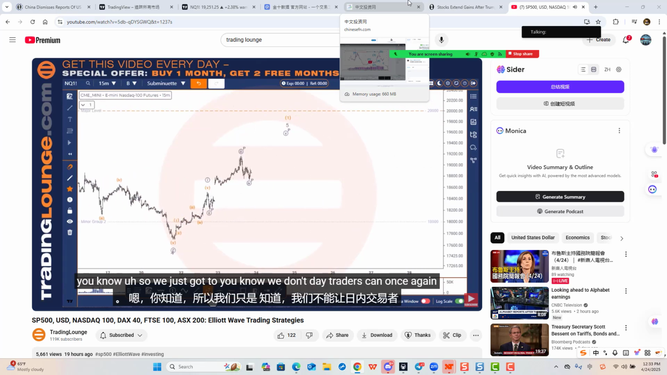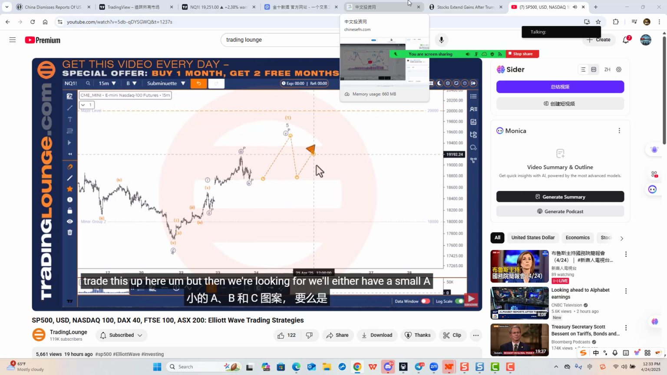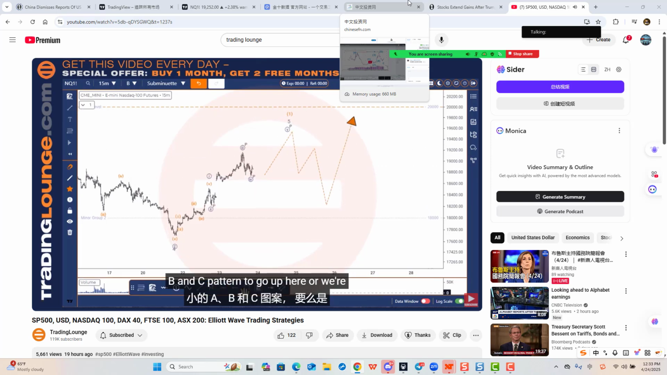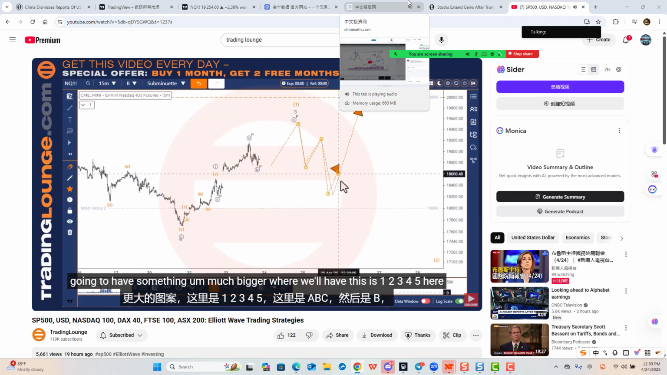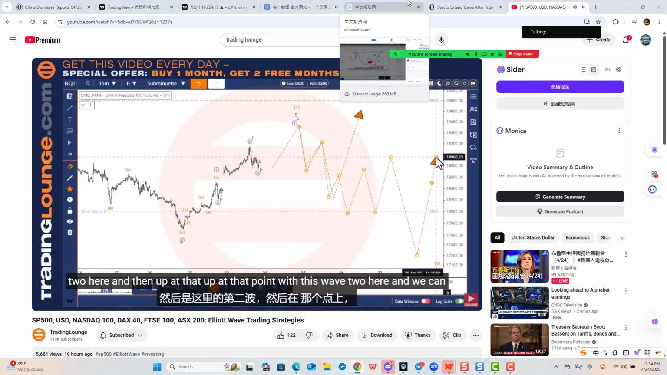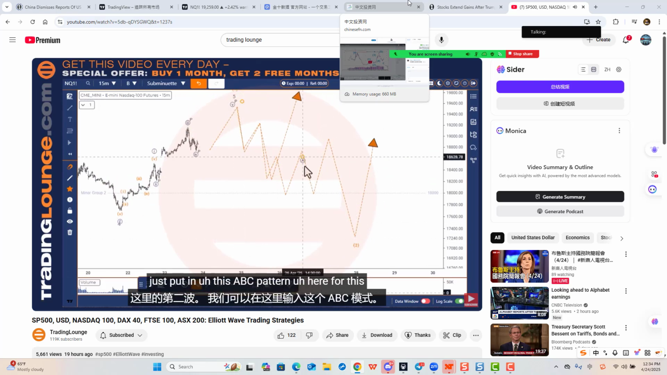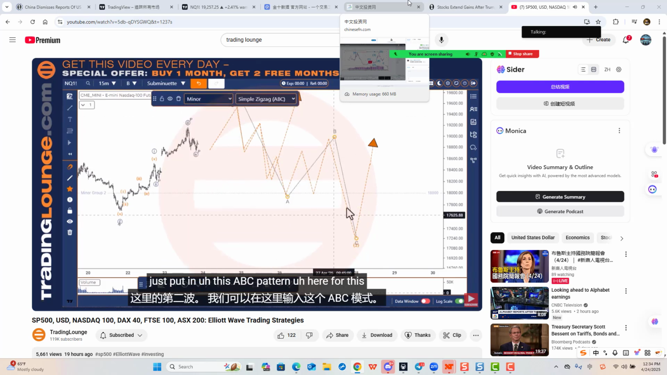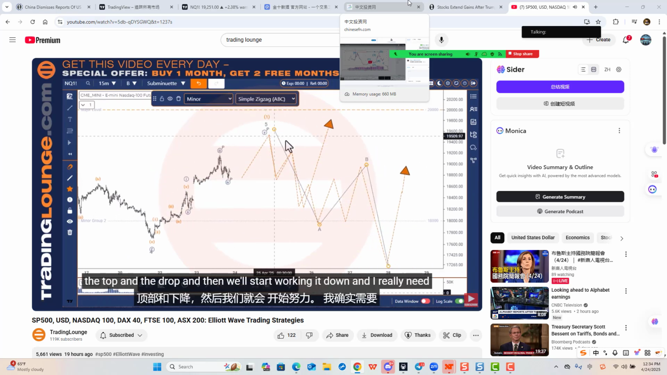So day traders can once again trade this up here, but then we're looking for either a small A, B and C pattern to go up here, or we're going to have something much bigger where we'll have this as 1, 2, 3, 4, 5 here, A, B, C here, and then wave 2 here, and then up at that point with this wave 2 here, we can just put in this ABC pattern here. So we've got a bit of work to do over here, but we'll just wait for the top and the drop, and then we'll start working it down.